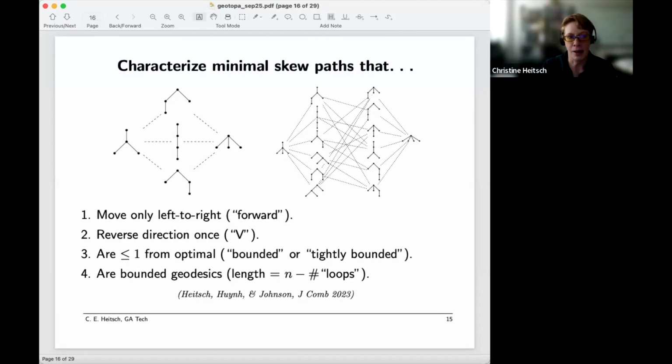And then we're going to ask if we can characterize minimal skew paths that first of all move only left to right. And so we'll call those forward paths. Next, we'll think about when they reverse direction exactly once, and we'll call those V paths. And then we will recognize that those are fairly artificial constraints. And so we'll think about how close we can stay to the branching skew that we started with. And so those are going to be one away from optimal. They're either bounded or tightly bounded. And then we'll also start considering the length of the path as well, and see how often the bounded or tightly bounded ones are actually geodesics.